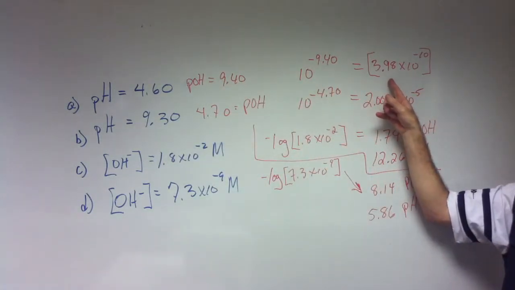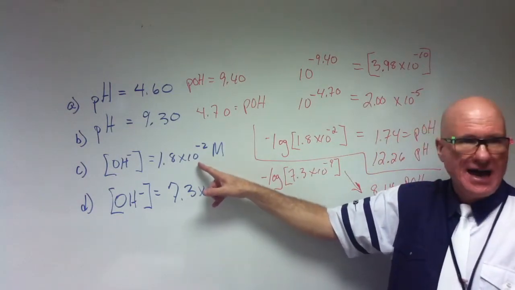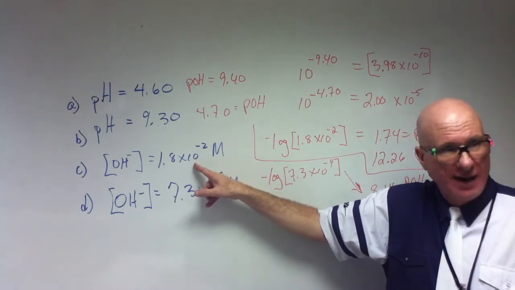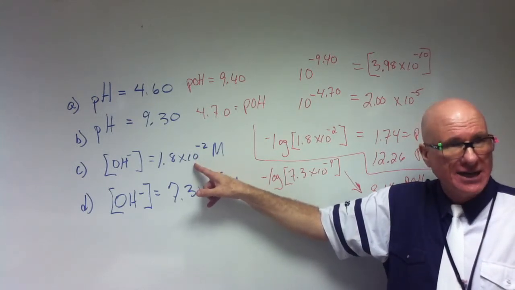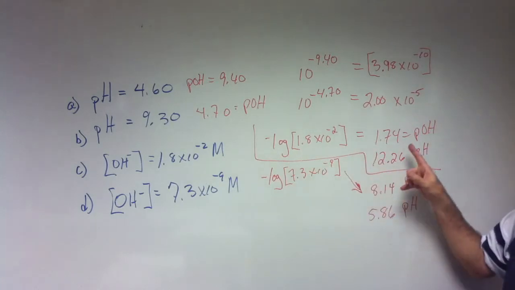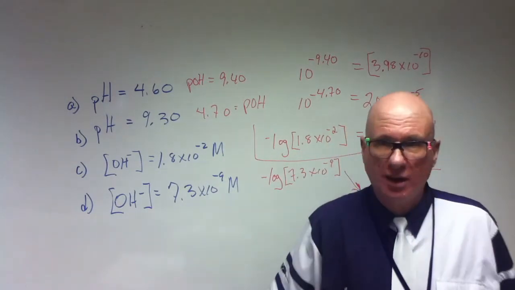Do you get that? Yes or no? And down here, I could say 1 times 10 to the negative 14 divided by that value is going to be the H ion concentration. And then I could take the negative log of that, and that would be directly the pH. Clear? Yes. We're off. Okay.